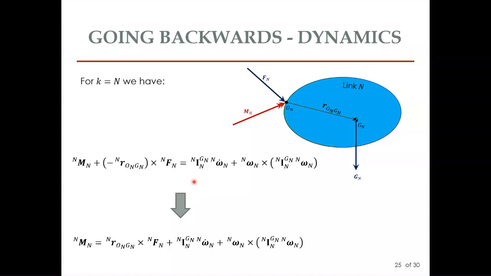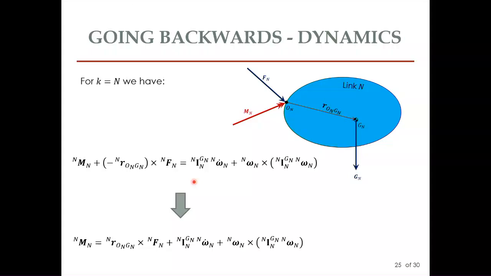All right, maybe I'll put here, this is the sum of forces of link n in frame n, and this is the sum of moments about Gn on link n in frame n. And this is Pn dot in frame n, and this is Hn dot about Gn in frame n.